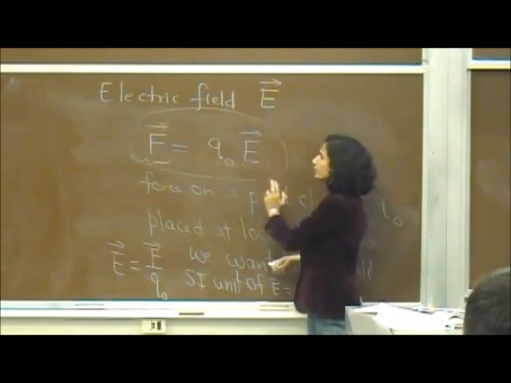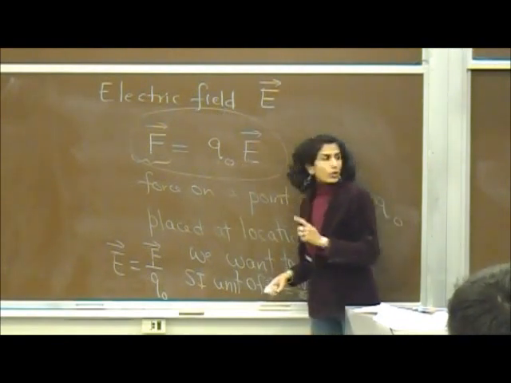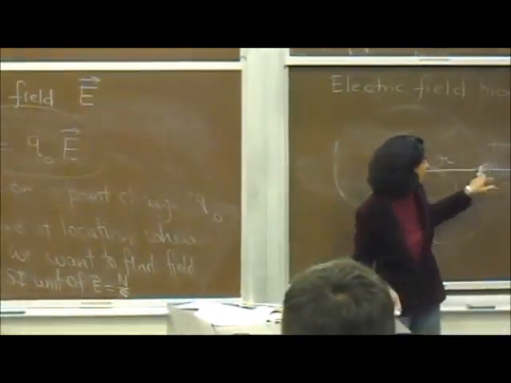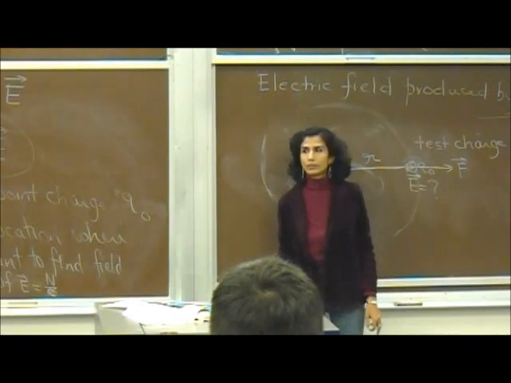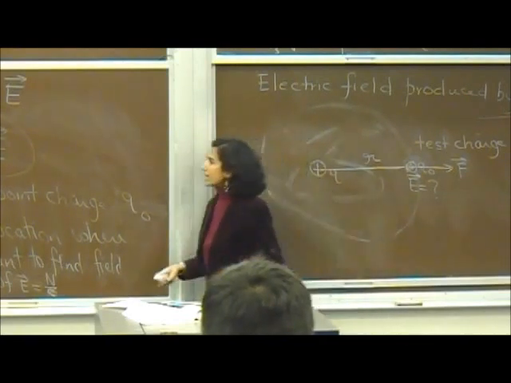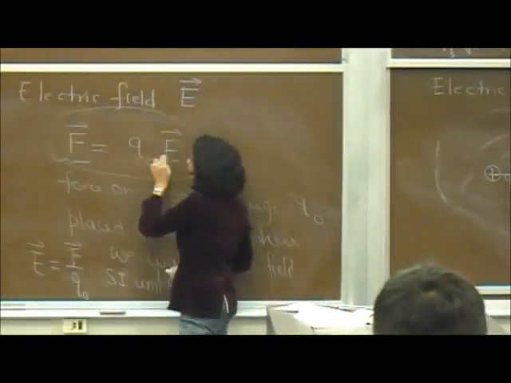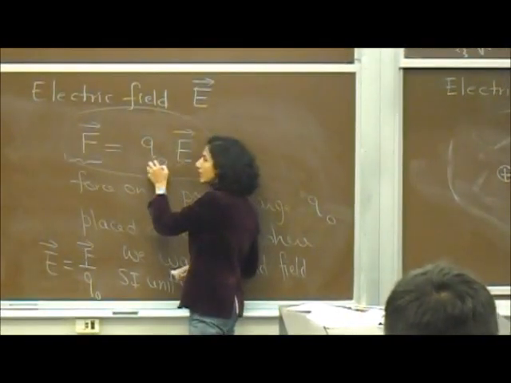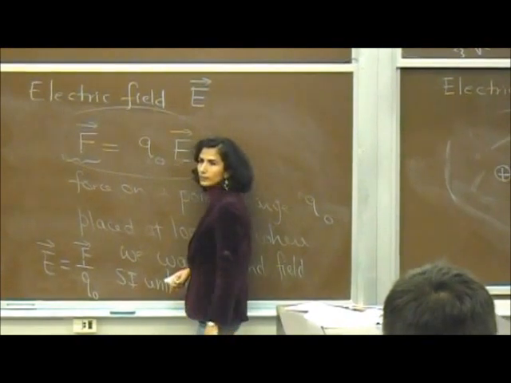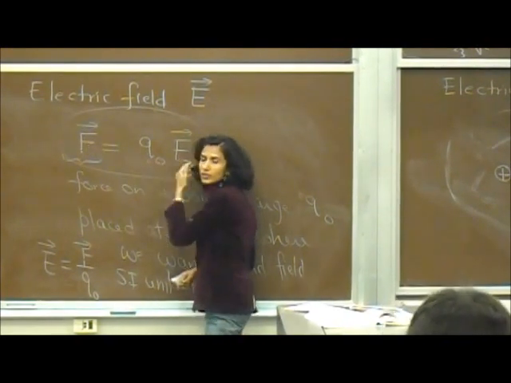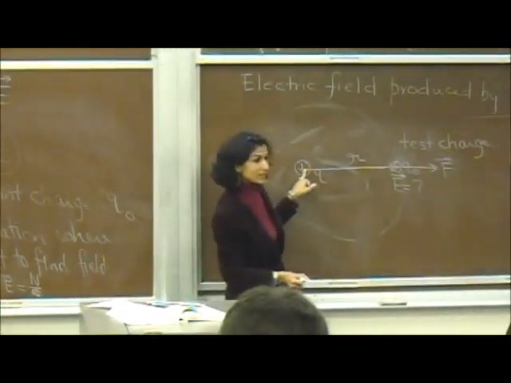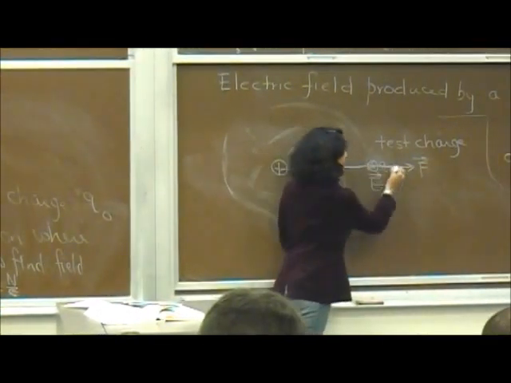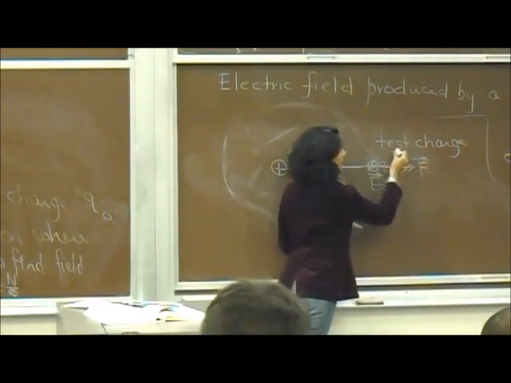So in this particular case then, what do you think will be the direction of the electric field at this point produced by this charge? Very good. Same as the direction of force. Force and field point in the same direction if the test charge is positive. Do you see? They're proportional to each other. So in this case, is everybody agreeing that the electric field produced by this charge at this location will be pointing this way?